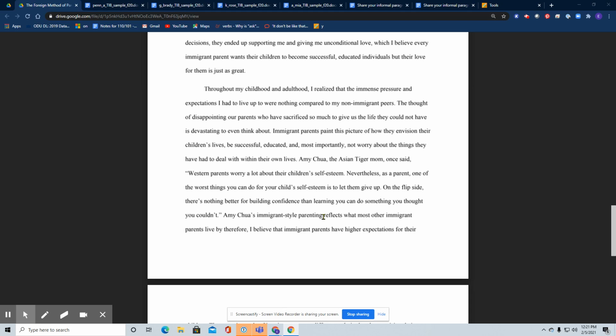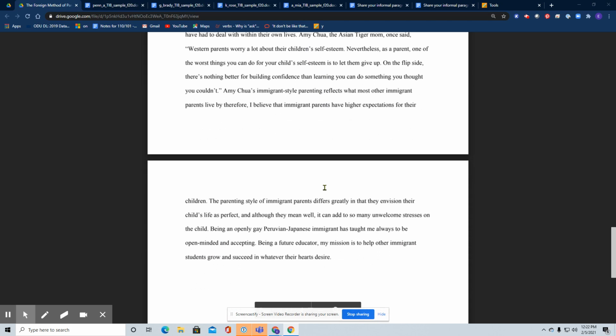So in the journals, one of the things that you had the option of doing is finding a quote that supported your idea. You can see here in this paragraph that this is where that journal ended up going. And I'm hoping that you can see reading this essay how the journals so far have taken you to where you can write something like this.